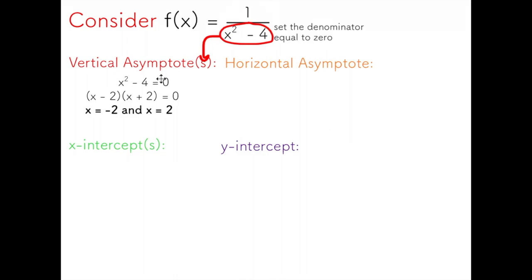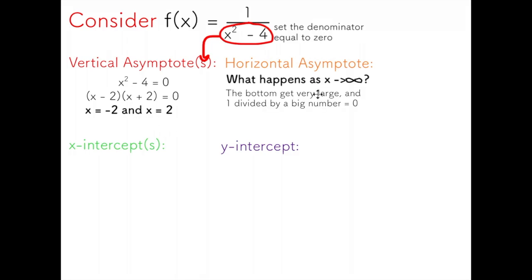So setting my denominator equal to 0, I've got x squared minus 4 equals 0. I can factor this expression using the difference of squares factoring method, and I can set each set of brackets equal to 0 and solve for x. So as it turns out, I do have two vertical asymptotes, one at x equals negative 2 and one at x equals 2.